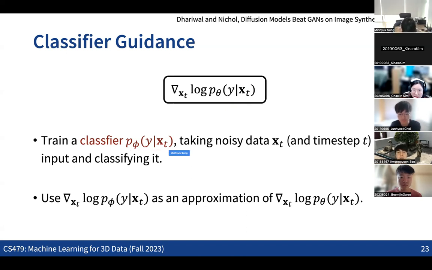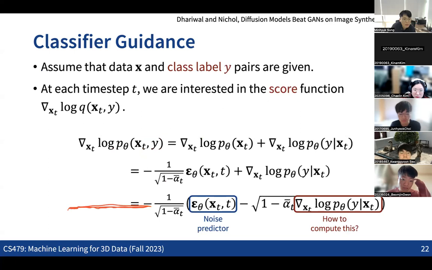Then from the information that we learned from the classifier, the classification network, we can directly get the information about this score by taking the gradient with respect to xt, the noisy image. That's the way that we are approximating this information: calculating it using the classifier, and then using it to update the score function in our reverse process. So that's the basic idea for the classifier guidance.